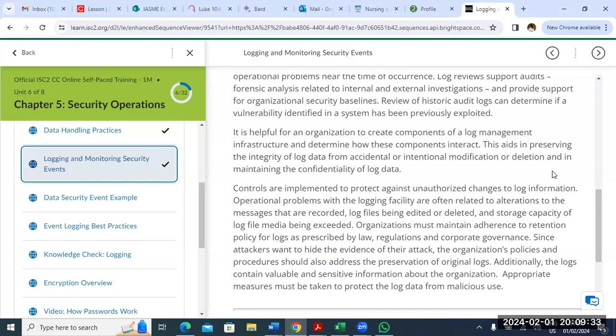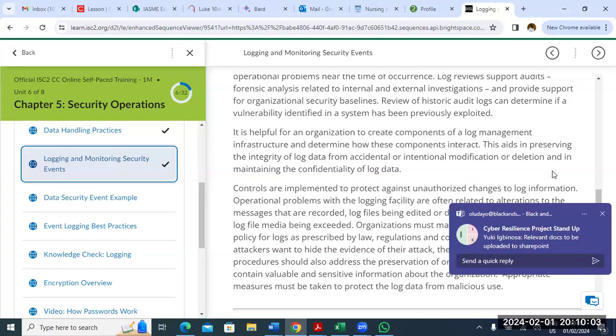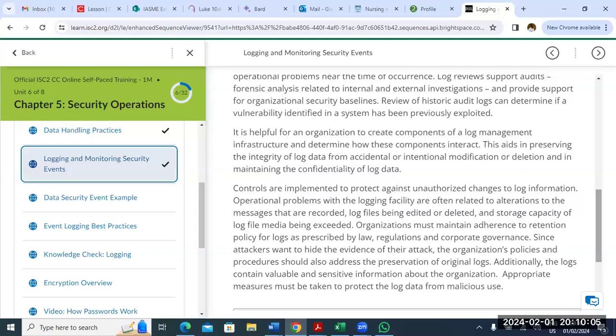Organization must maintain adherence to retention policy for logs as prescribed by law, regulation, and corporate governance. So there is always a retention period for every data that we are storing. Maybe it has to be for 1 year, for 2 years. I think we had it from the video clip talking of 10 years. So it depends. There are always standard regulations around those things that will tell you, okay, this thing you must keep for 5 years. After that 5 years, if nothing happens, then you are free to delete it. So that is very important.